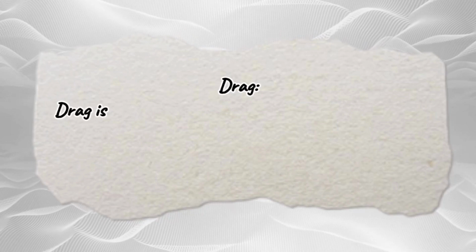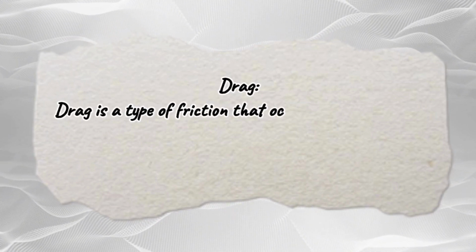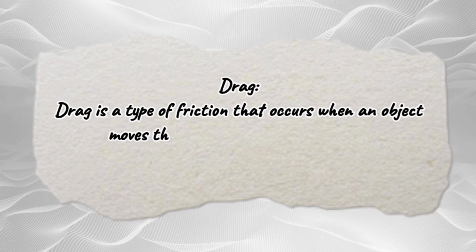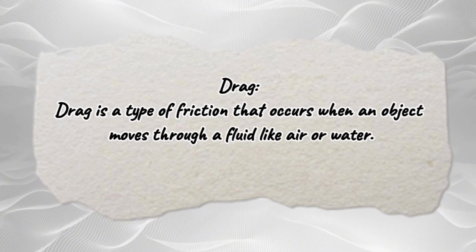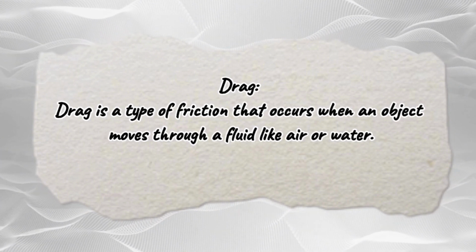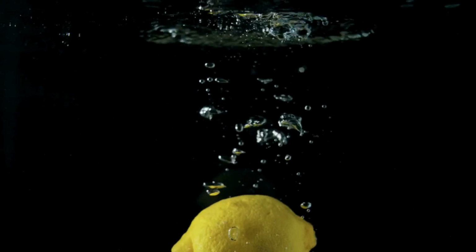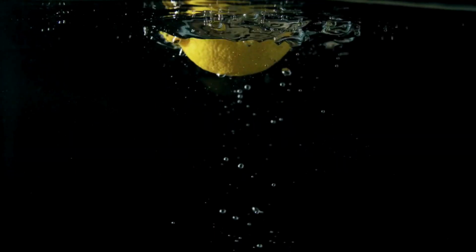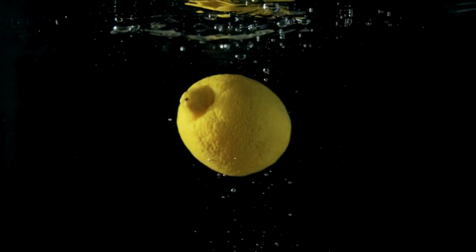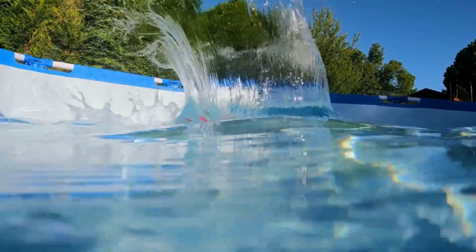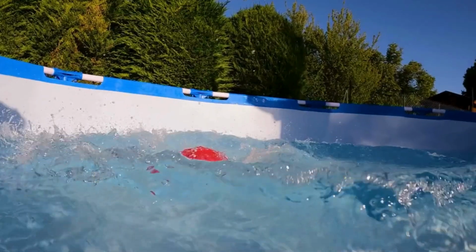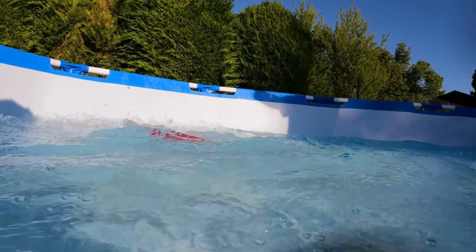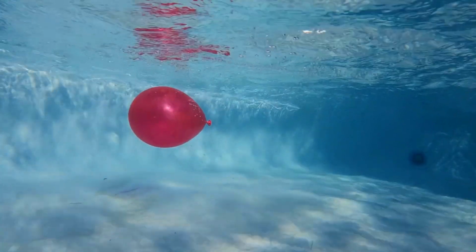What is drag? Drag is a type of friction that occurs when an object moves through a fluid like air or water. It is a force that opposes the motion of the object and slows it down. Drag is essentially the resistance force exerted by the fluid on the object moving through it. It acts in the opposite direction of the object's motion. When the object moves quickly in a medium, like air or water, the motion of the object is mostly affected by its own momentum or inertia, rather than the fluid's thickness.